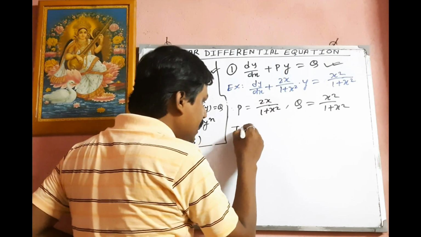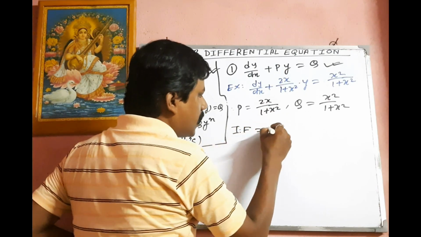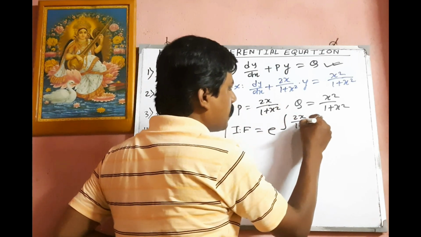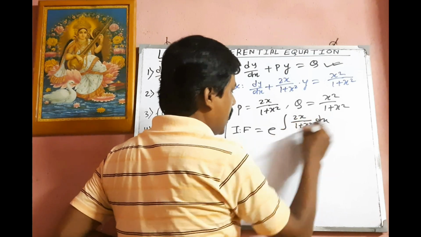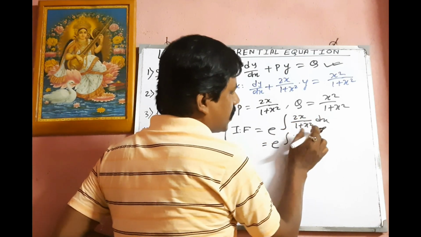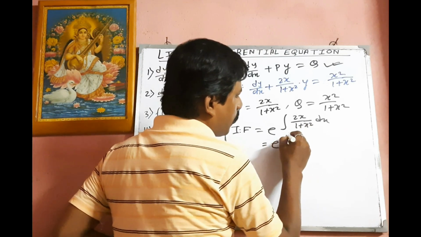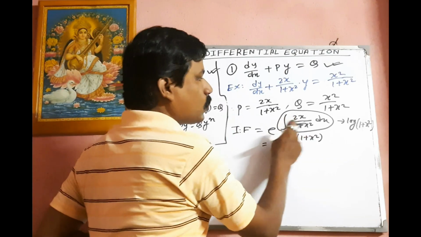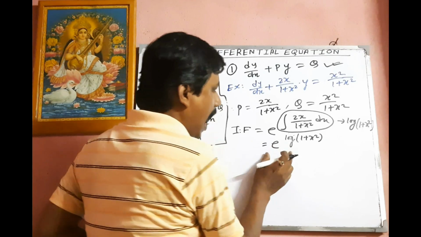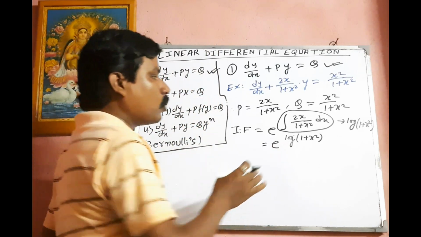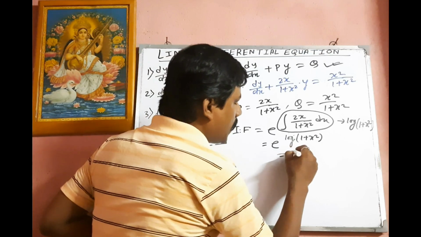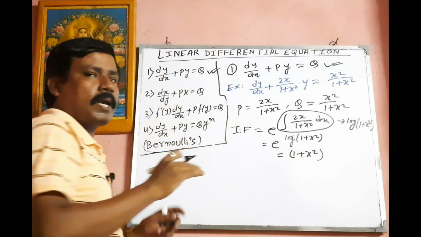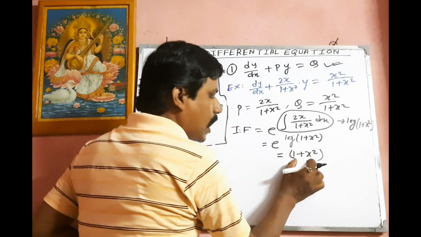Now IF, that is the integrating factor, is equal to e to the power integration of P, P means 2x divided by 1 + x² dx. And now integrating this, we get log of 1 + x². And we know the formula about e and log, so this will simply be 1 + x². So IF for the given example is 1 + x².